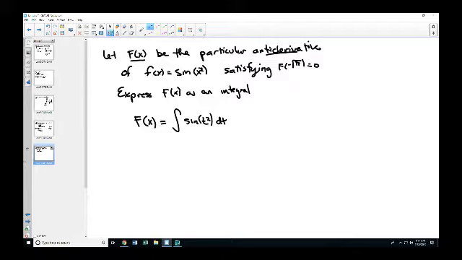What are my limits? Negative square root of 5 to x. F at A is 0, so that's your A value. Your A value comes right from here, goes right there. And then this is a function of x, so we have to have that x there.